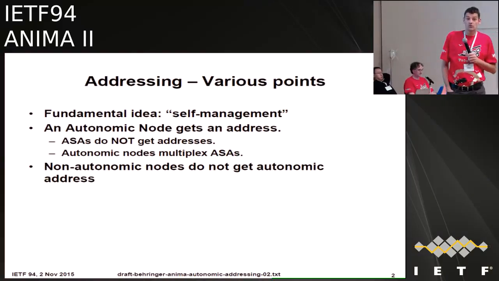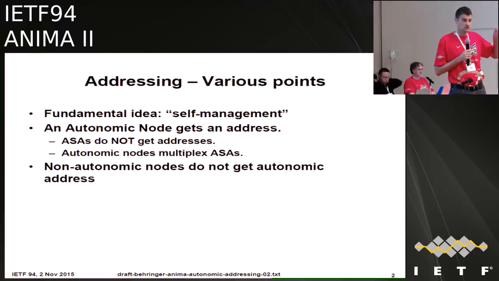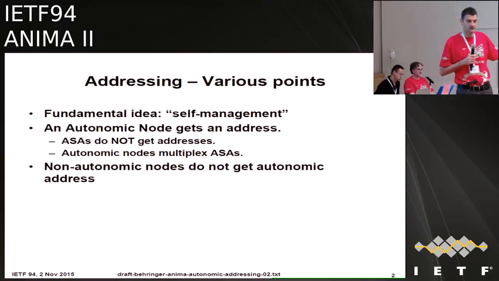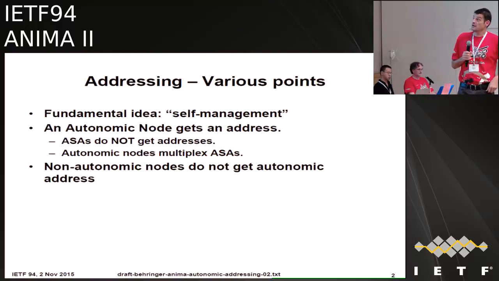Every autonomic node gets an address. Again, node is not just router. Node is anything that's autonomic. Router, switch, call manager, telephone, whatever. Right? An autonomic node can be anything.